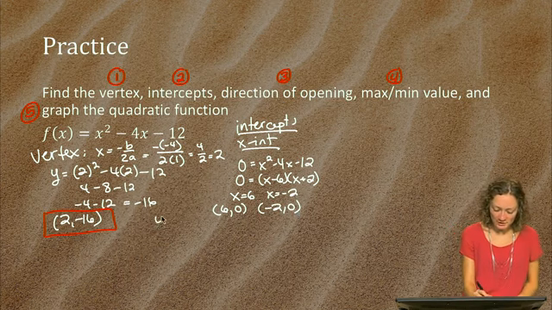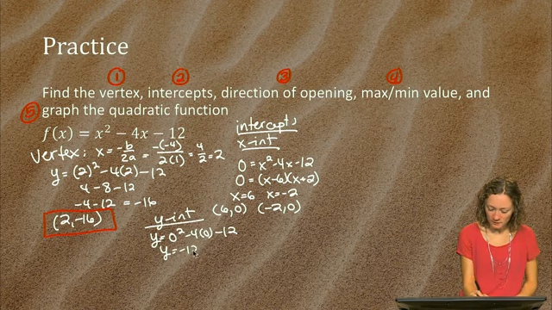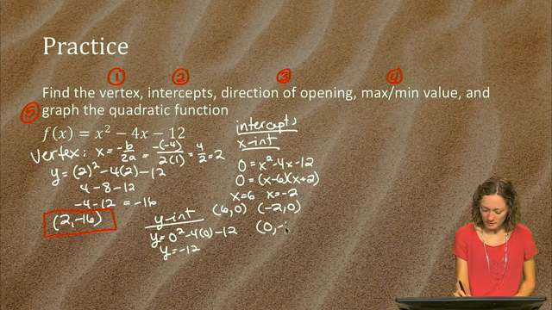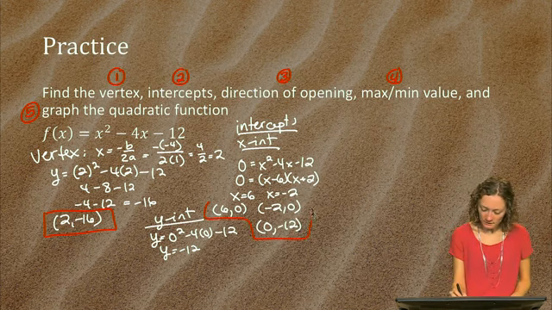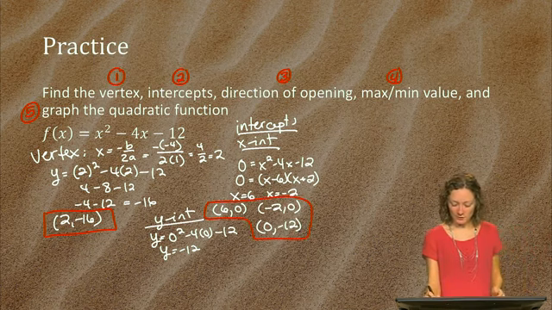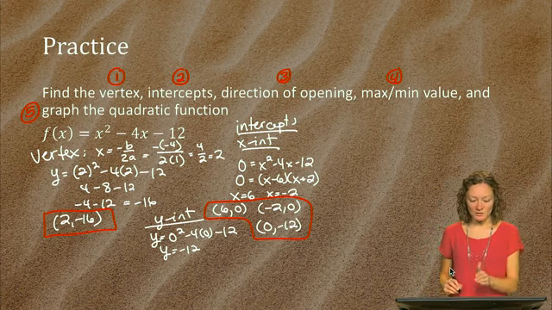And then your y-intercept is simply plugging in 0 for x, which gives negative 12. So this ordered pair, (0, -12). In this case, we found 3 intercepts. Like I said, not always the case. We have vertex, we have intercepts.